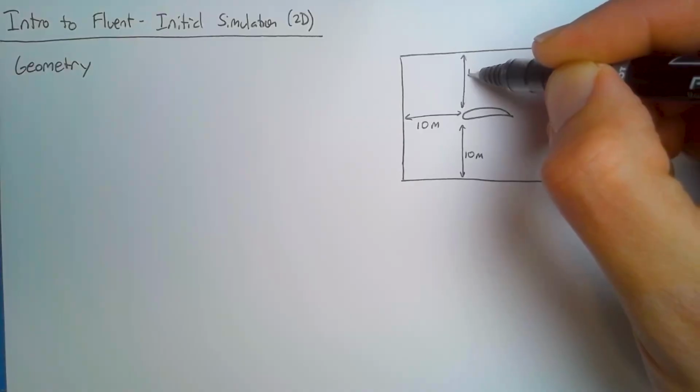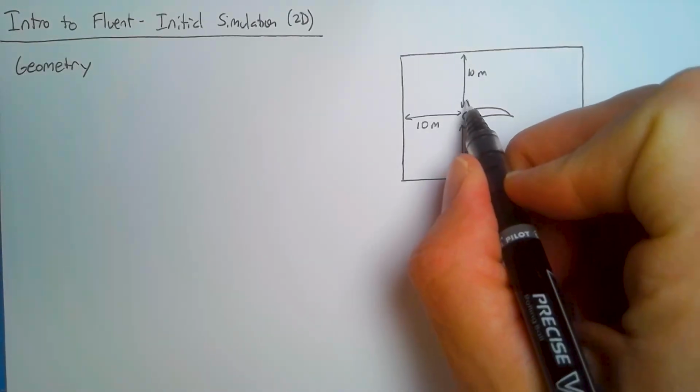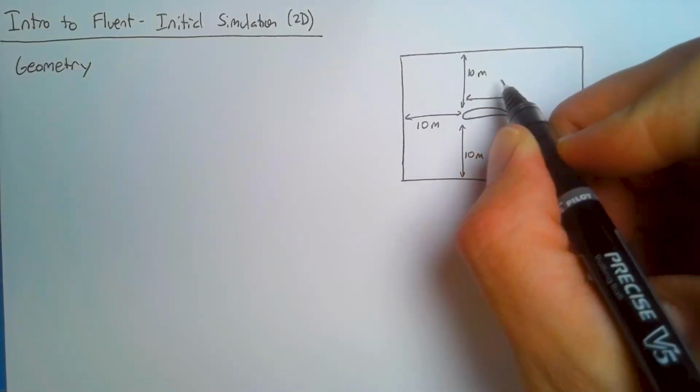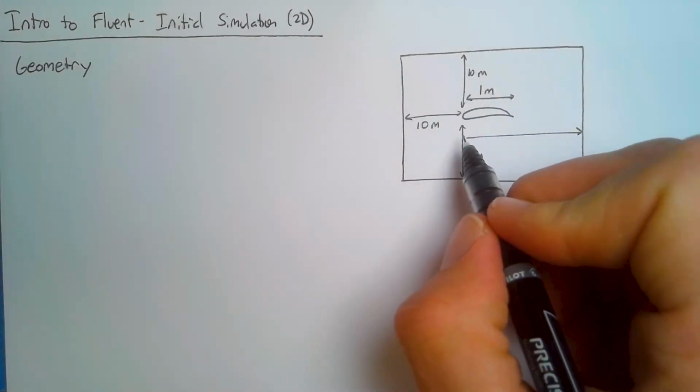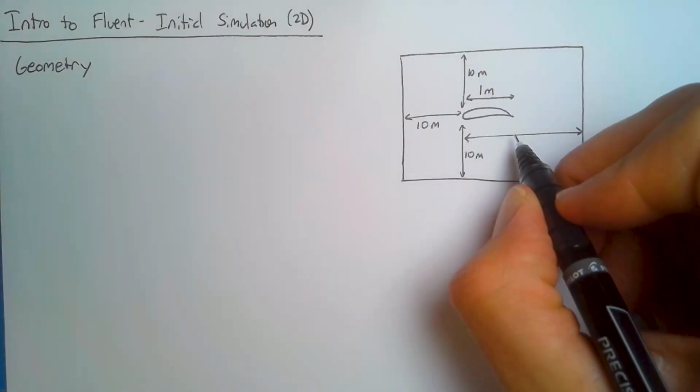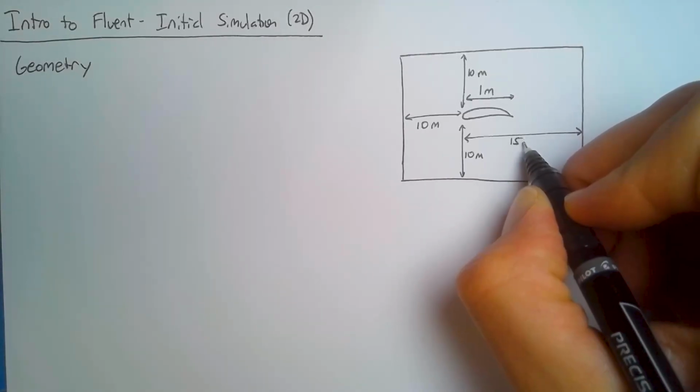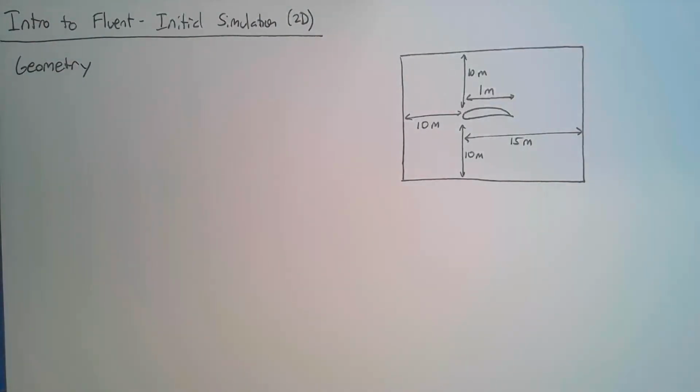We don't want these boundaries to be too close since that can affect our results. I'm going to put them 10 meters away in every direction except for downstream. I'm going to place that one 15 meters away. Usually helps to have a little bit more space there.